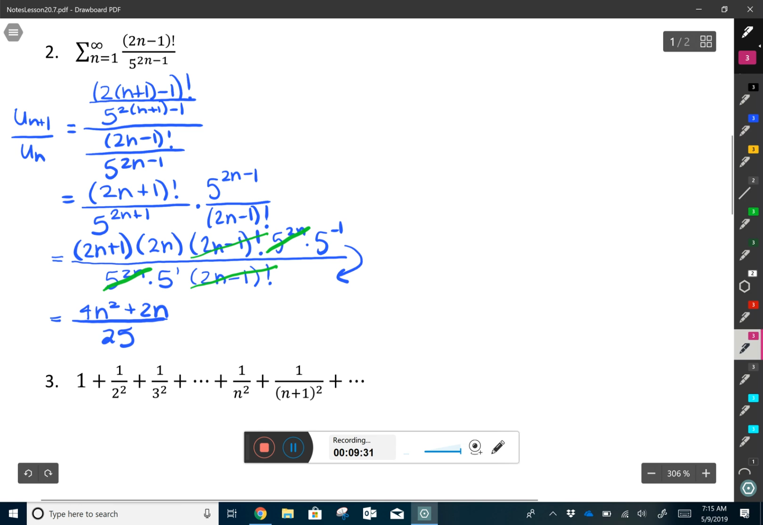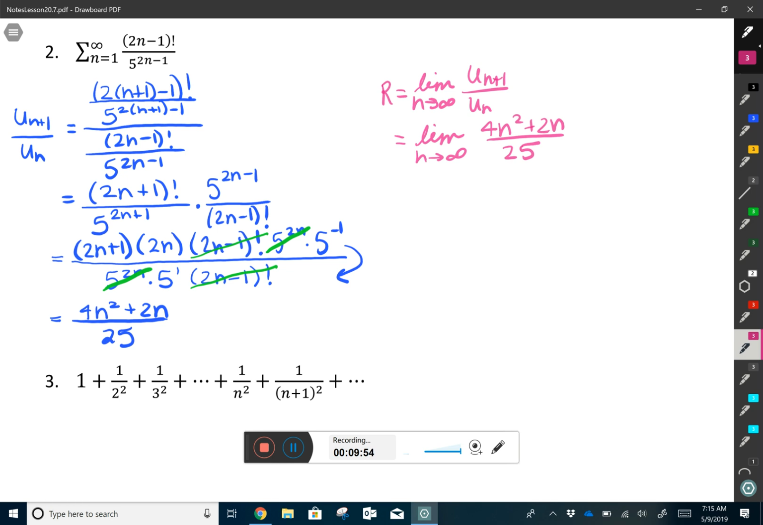Cool. All right, and now we're going to calculate the limit. So r is equal to the limit as n approaches infinity of u sub n plus 1 divided by u sub n. So we have the limit as n approaches infinity of what we just calculated, 4n squared plus 2n all over 25. Since there's no variables in our denominator, this limit is going to go to infinity. So infinity does not exist, but infinity is what we're going to look at.